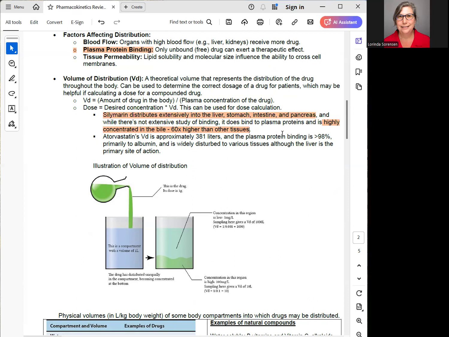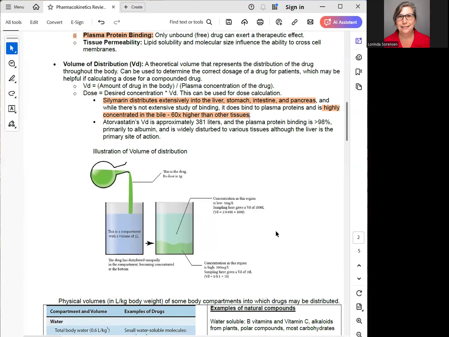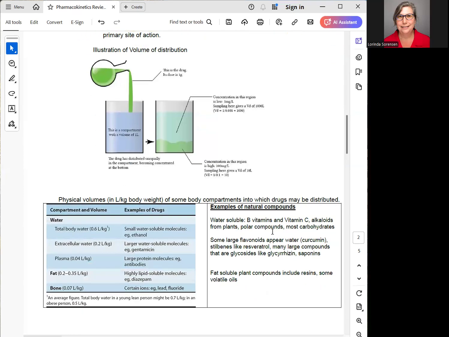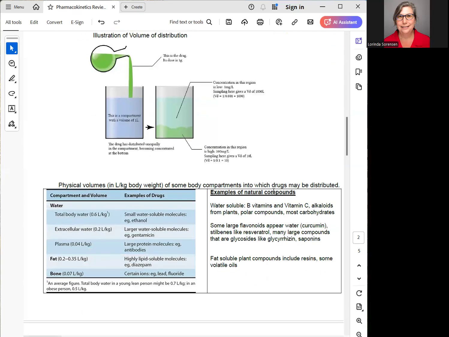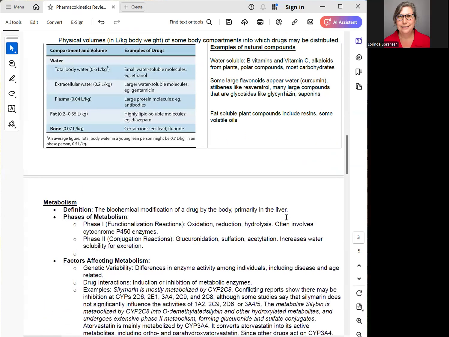Now, atorvastatin has a plasma protein binding that is 98%, primarily to albumin. Albumin is this ARC-type protein carrier. It binds to a ton of stuff, or maybe more specifically to say a lot of stuff binds to it, but it's really super loose, so it can let go of it and have its site of action. I included some body compartments, which are helpful to identify the volume of distribution. And then I tried, this is theoretical, the examples of natural compounds.